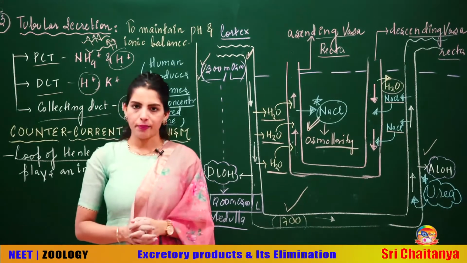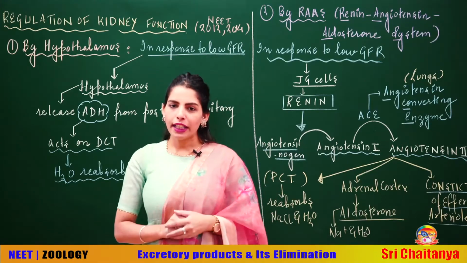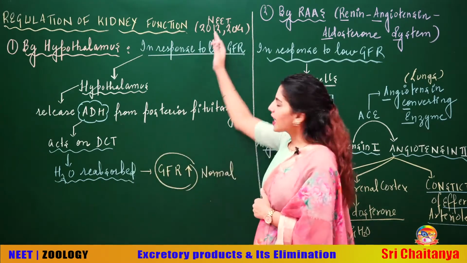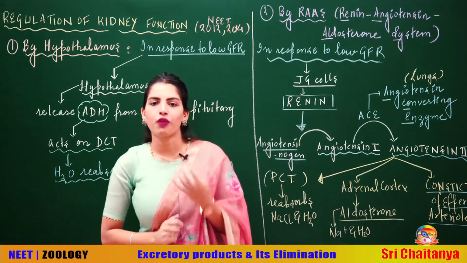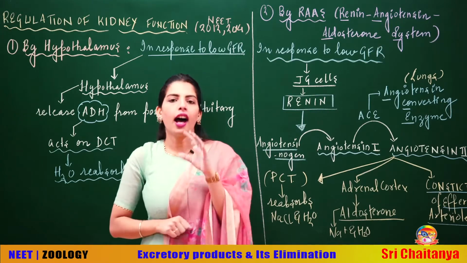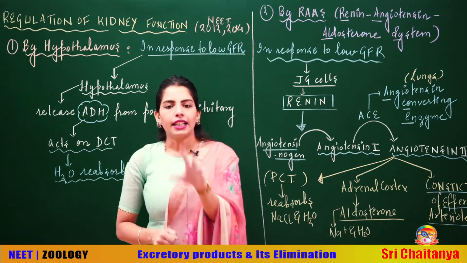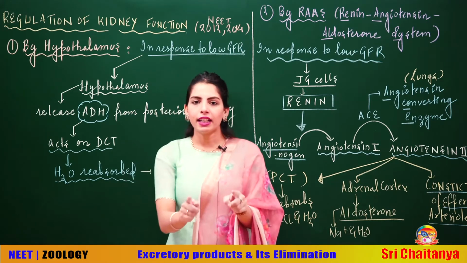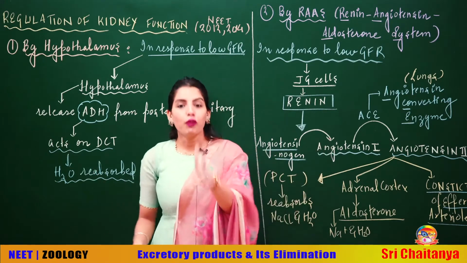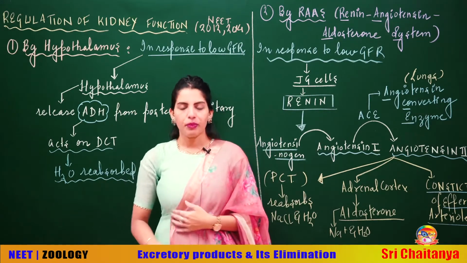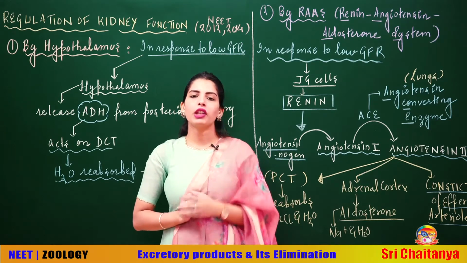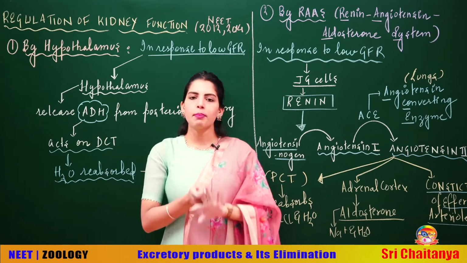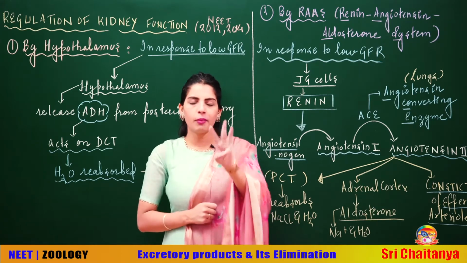Now students, let's talk about another very important topic, which is regulation of kidney functions. Questions are asked from this topic also, 2012, 2014. In fact, related questions are asked regarding this topic. I understand that you get confused in the regulation of kidney function, but today you will be clear in all the regulations if you listen carefully to whatever I am saying. So we are going to discuss the three methods of regulation of kidney function: by hypothalamus, by RAS, and by your heart. Okay, these are the three mechanisms.